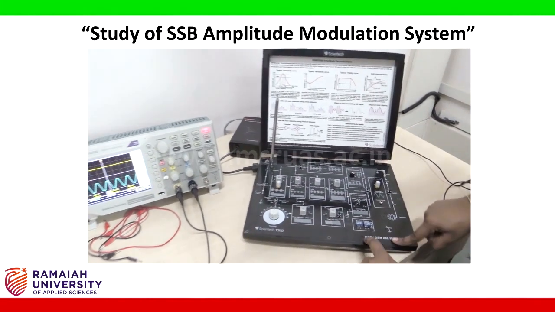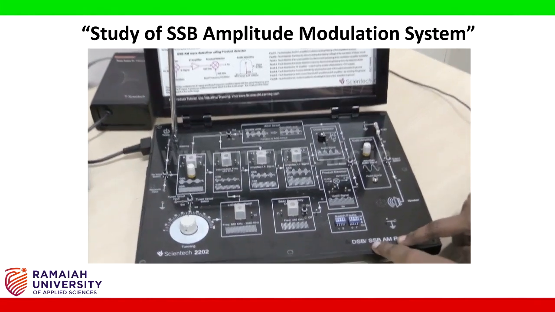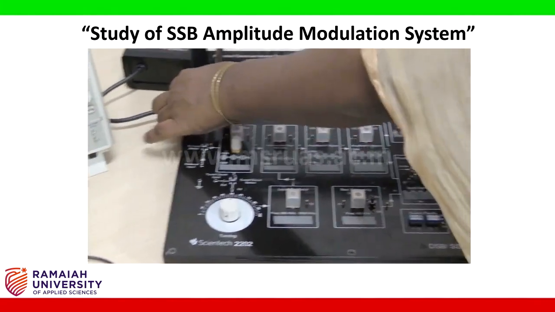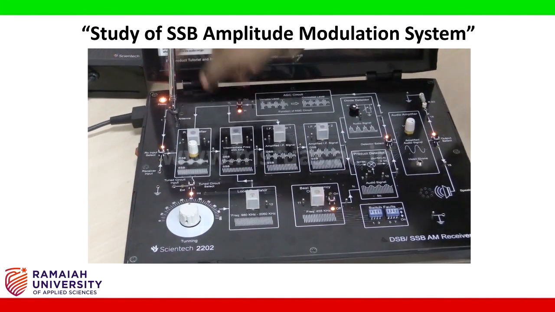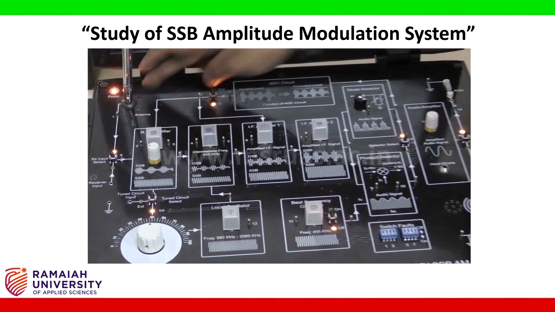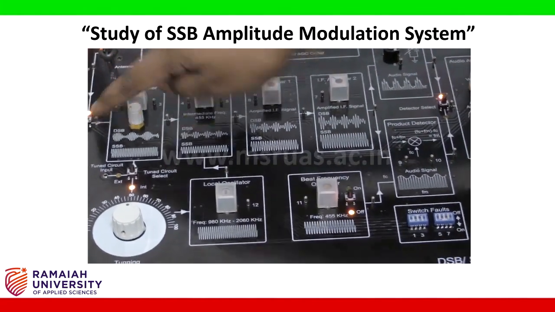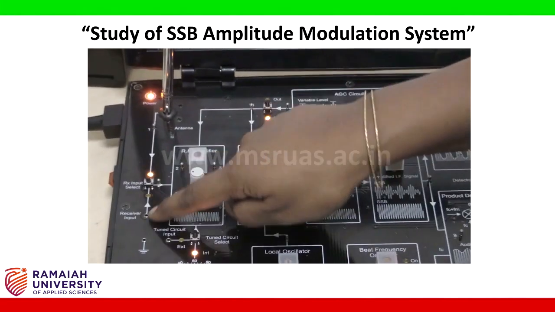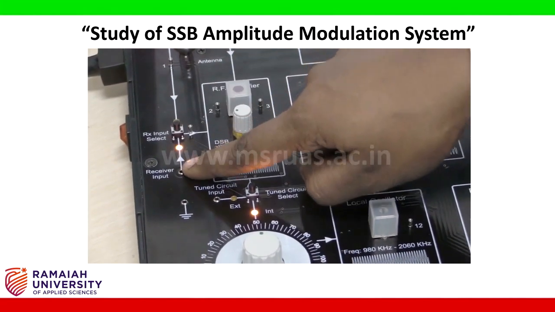As already mentioned, this supports both DSB and SSB demodulation. First, power it up, switch on the power supply, make sure this LED is glowing, and select, see here there are two tracks, either antenna output or the receiver input can be selected. We will use receiver input from here.